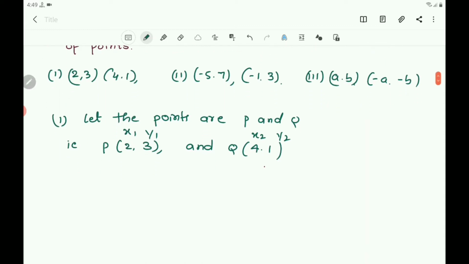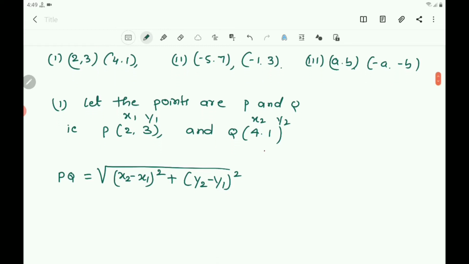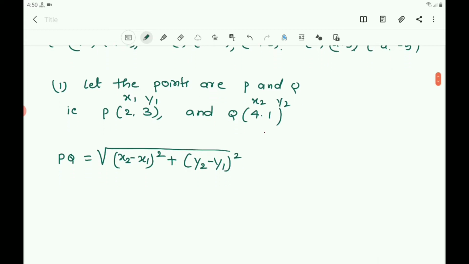Now you write the distance formula. The distance between the points P and Q is PQ, that equals square root of (x2 minus x1) whole square plus (y2 minus y1) whole square. This is the distance formula of the points P and Q whose coordinates are x1, y1 and x2, y2 respectively. Now PQ equals whole root. Write the value of x2, x1, y2, y1.